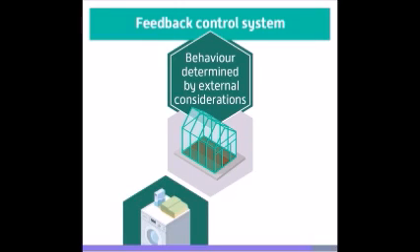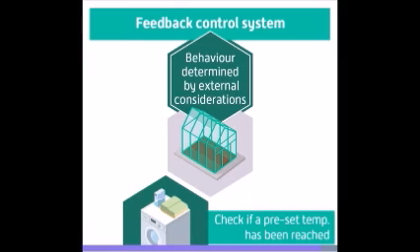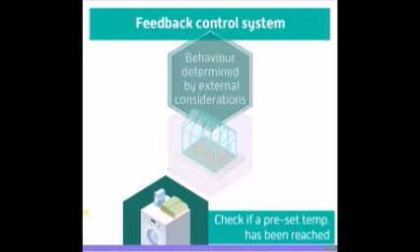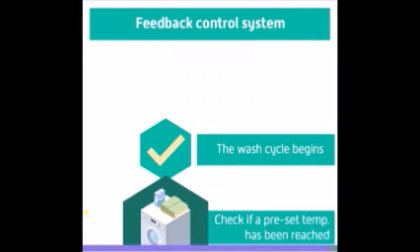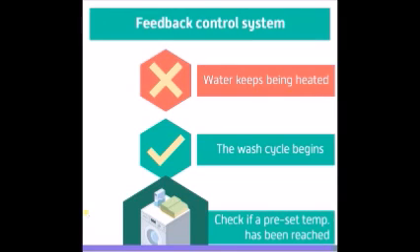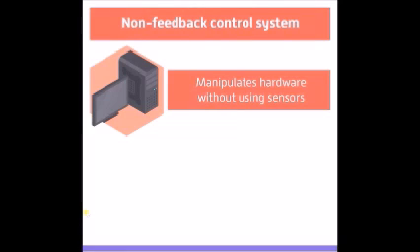If you set a temperature on a washing machine, a temperature sensor might be used to check whether the preset temperature has been reached. If it has, the wash cycle begins. If it hasn't, the water will continue to be heated. There are also non-feedback control systems. In these systems, the computer manipulates other hardware without using sensors to monitor the outside world.